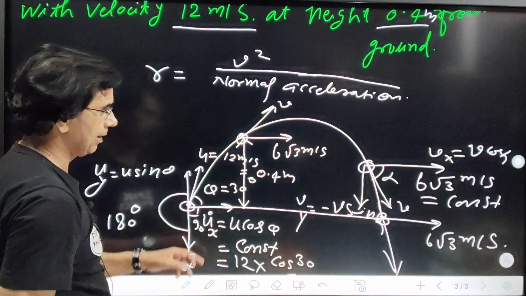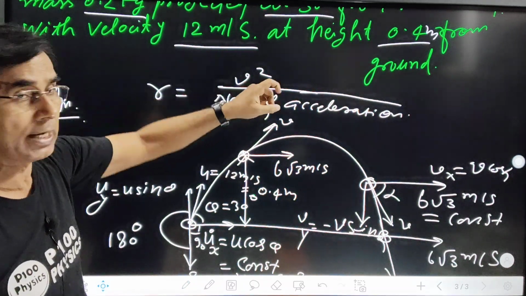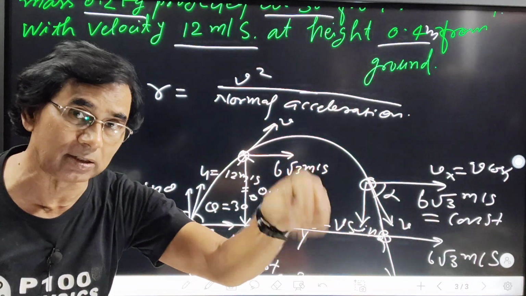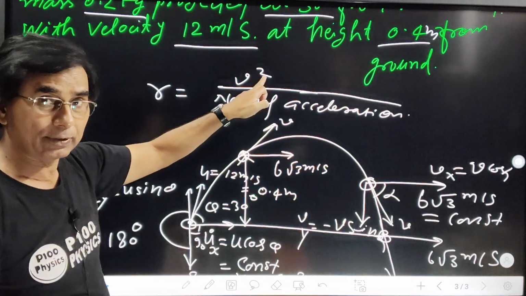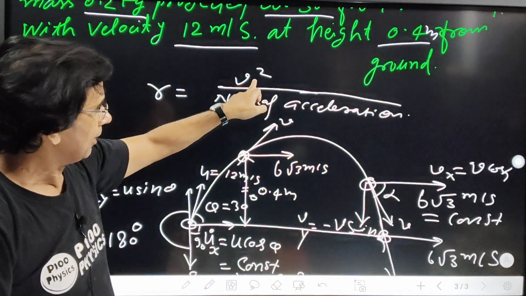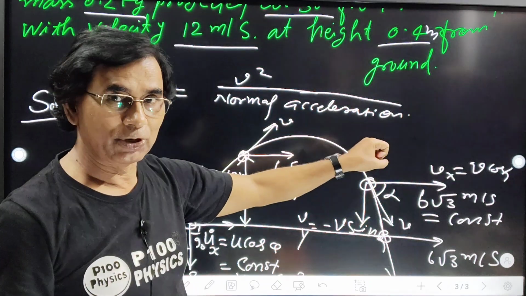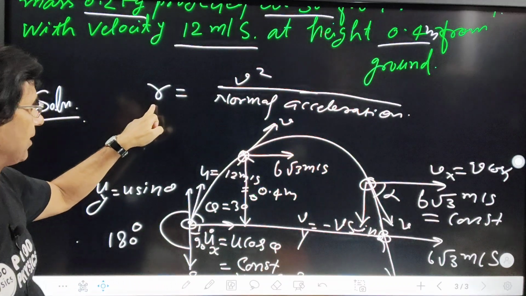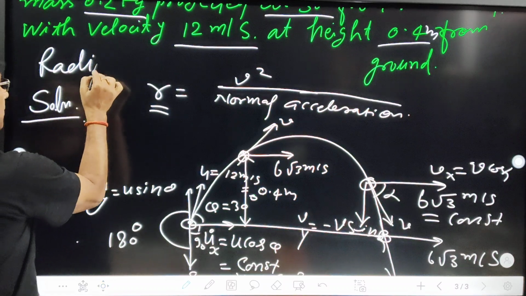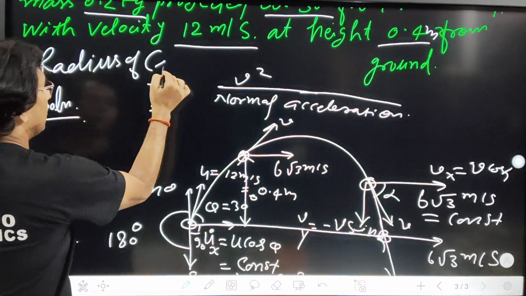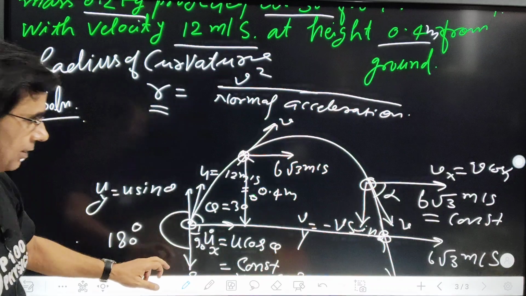Very easily now you can find the value of R, because you know the formula. The radius of curvature is always the square of the velocity at the point at which you have to find the radius of curvature, divided by the normal acceleration. By the ratio of these two you easily get the radius of curvature. R is the radius of curvature. This is the fantastic formula for the radius of curvature.